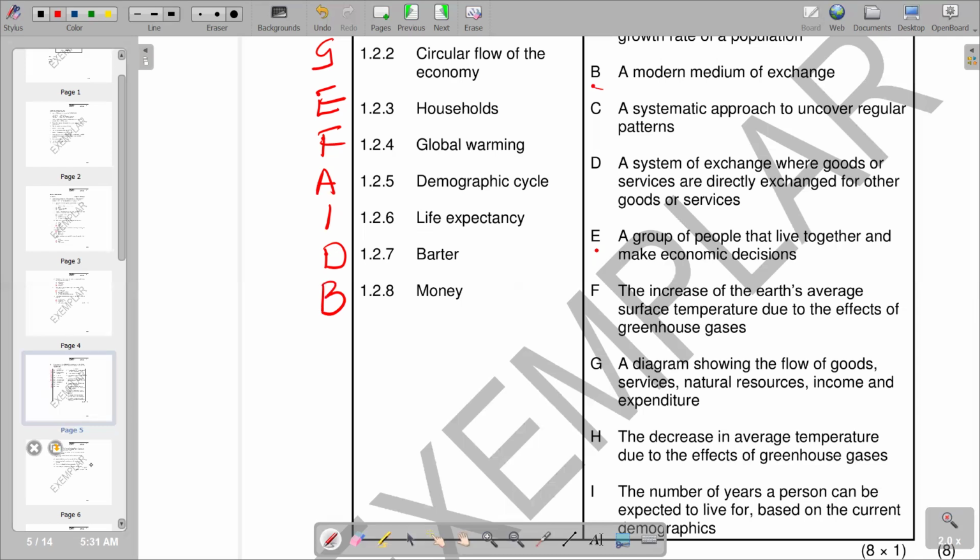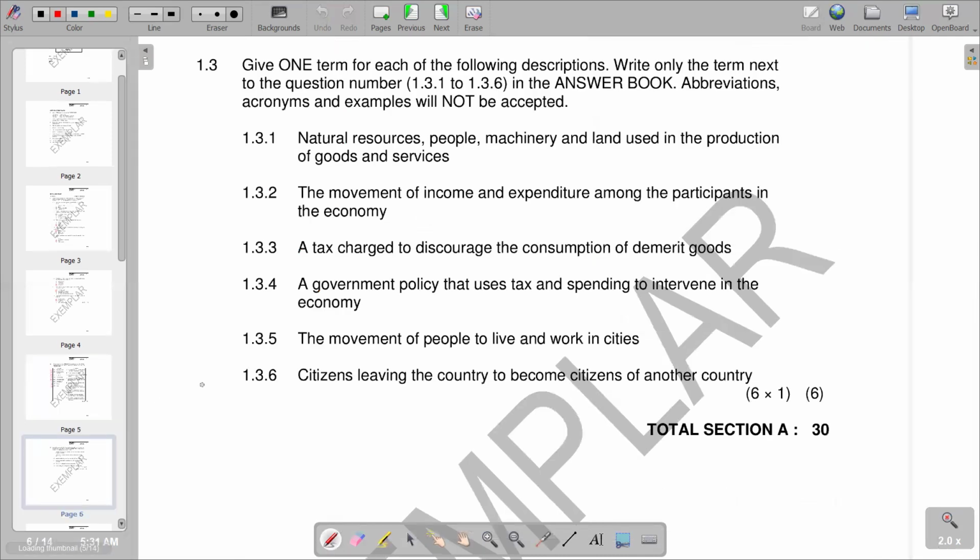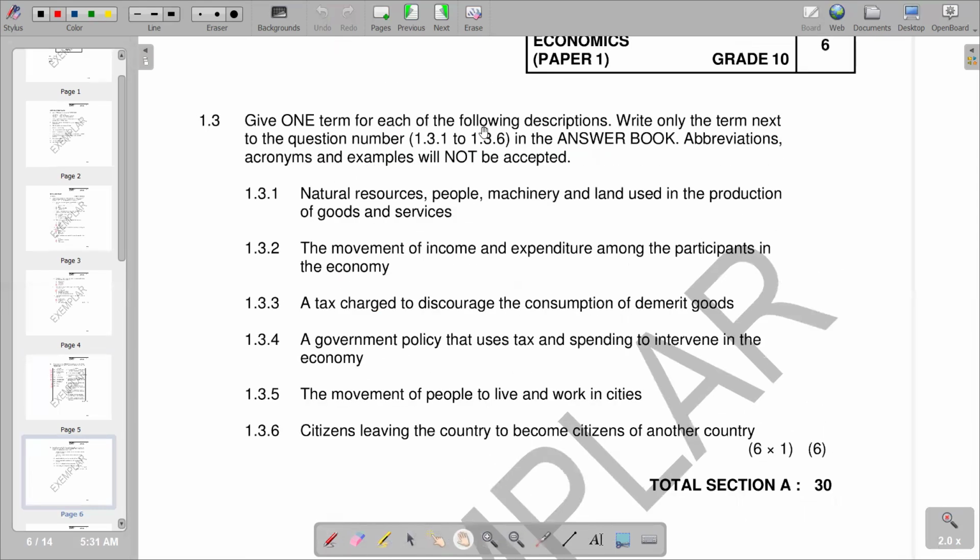So this is what we can try to see on the last part of the question. We are given 1.3. So we go to 1.3 and see. Give one term for each of the following descriptions. Write only the term next to the question number, that is 1.3.1 up to 1.3.6, in the answer book. Abbreviations, acronyms, and examples will not be accepted. So we are just looking for a term that matches the description that we are given.